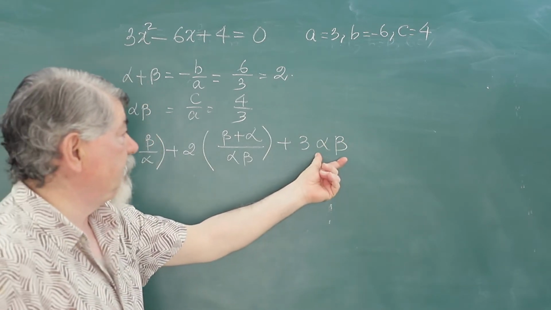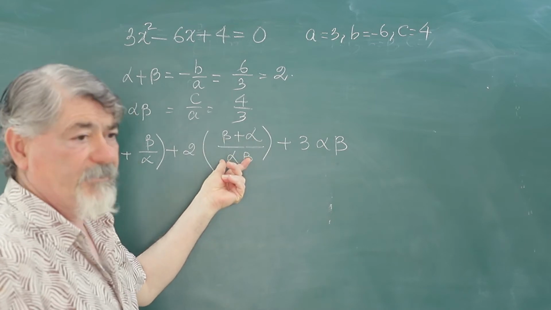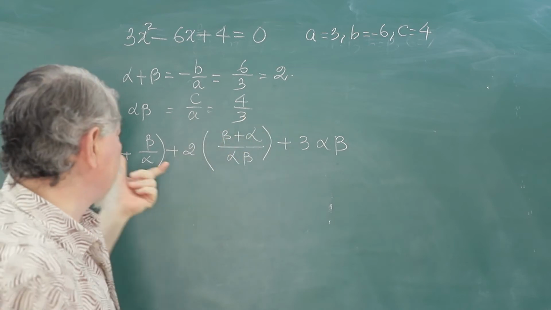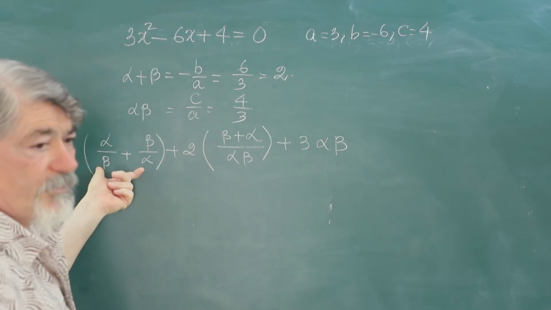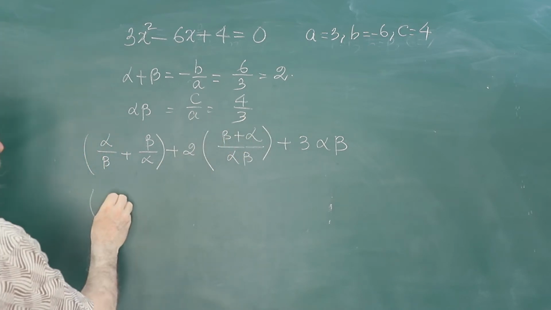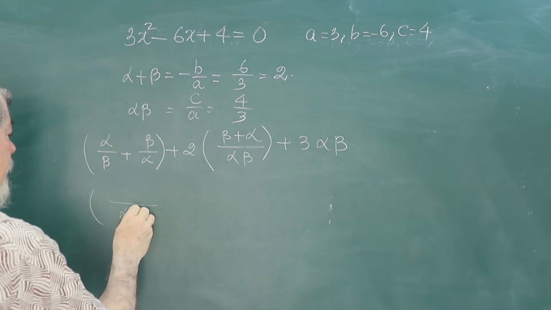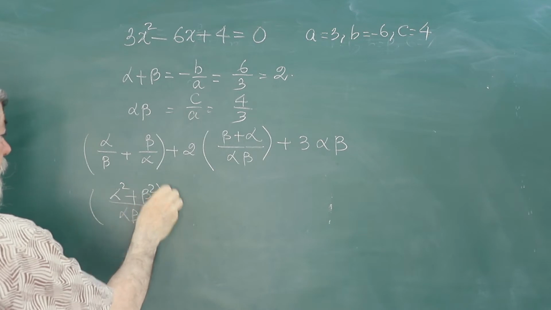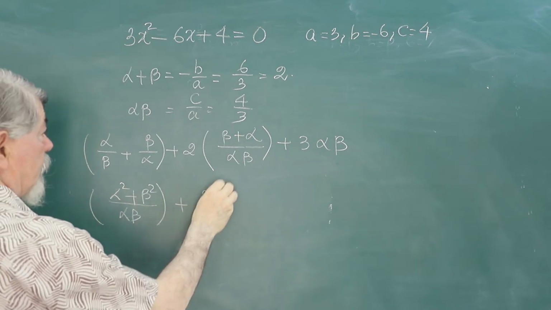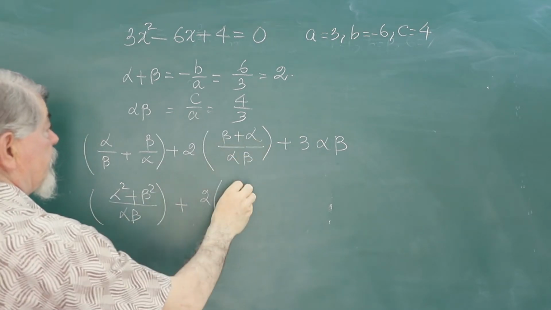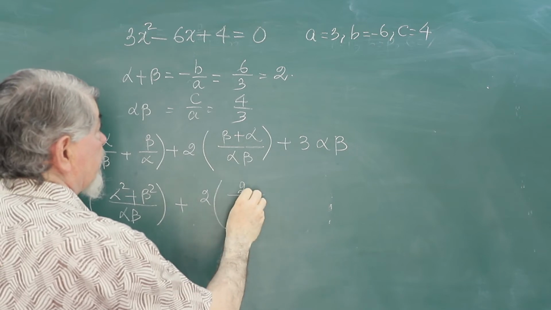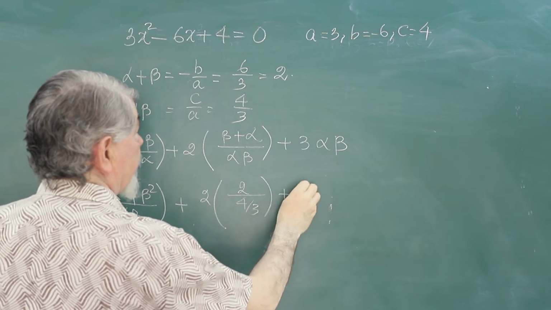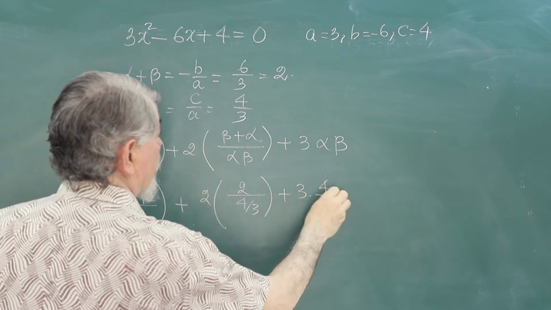We clearly see alpha beta is here, beta plus alpha is there, there is nothing to solve in it. I can just substitute the values. Only thing I have to solve is the first bracket, where I'll take the LCM as alpha beta. It will become alpha squared plus beta squared upon alpha beta, plus 2. The value of alpha plus beta is 2. The value of alpha beta is 4 upon 3, plus 3 alpha beta is 4 upon 3.